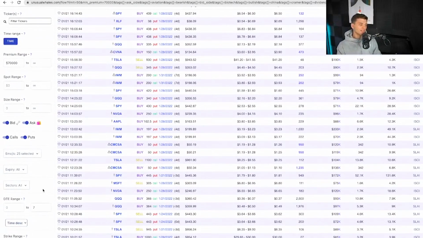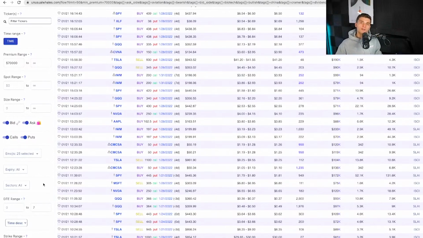Now, as far as the data expiration range, this is going to be the next filter that I want to cover. For me, myself, I am a short-term trader. So I am looking at over the next couple of days, if maybe not a week, what type of move are we going to see in a stock?